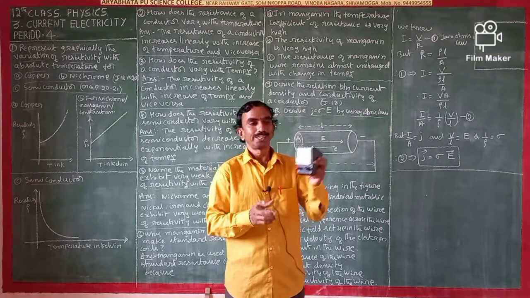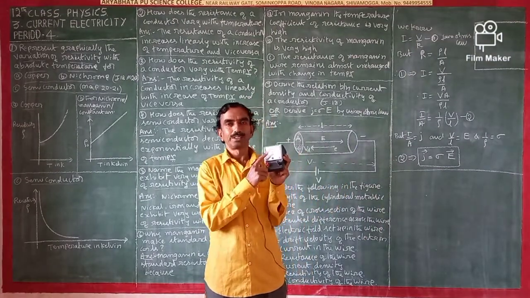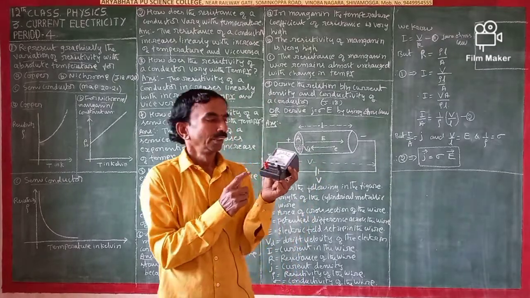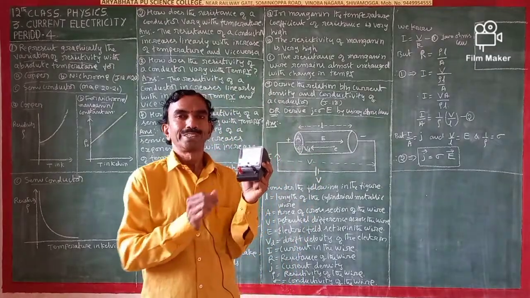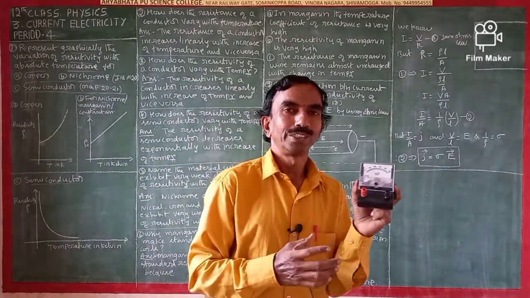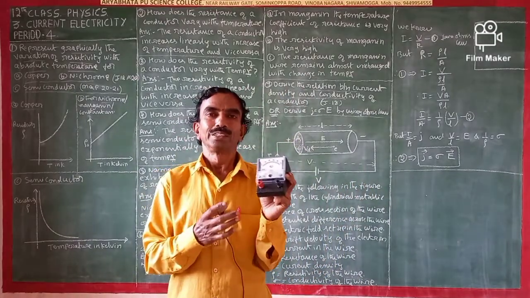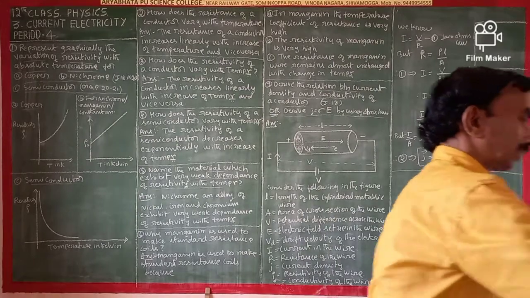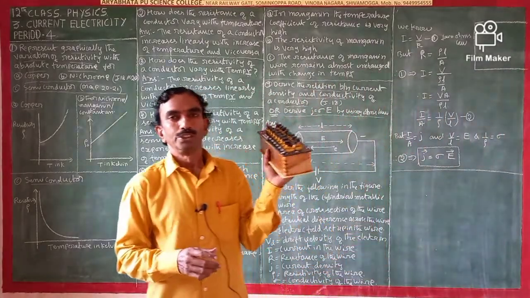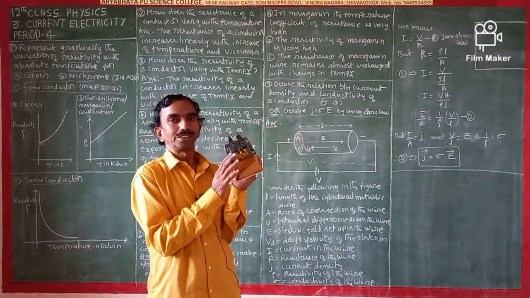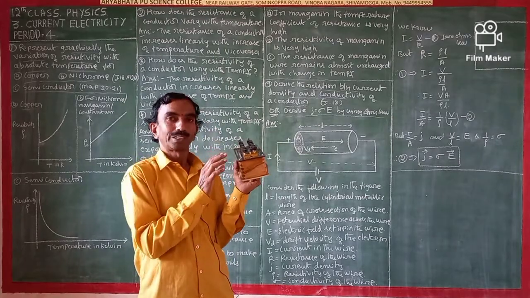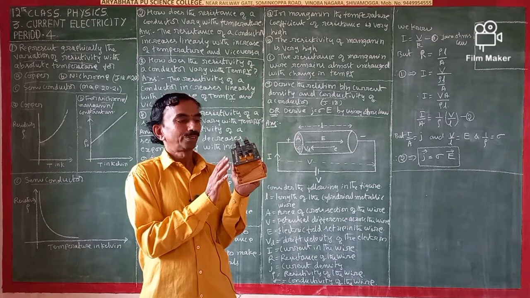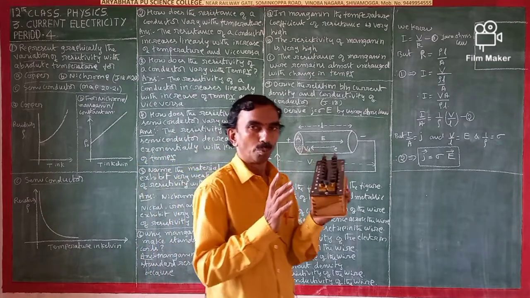Ohmic devices: you see here, this is an ammeter, this is a milliammeter, this is a perfectly ohmic device. These are used in the experiments. So ammeter, galvanometer, those are ohmic devices. This is a resistance box. This resistance box is an ohmic device. To study Ohm's law in the lab experiment, we are going to use this ohmic device.